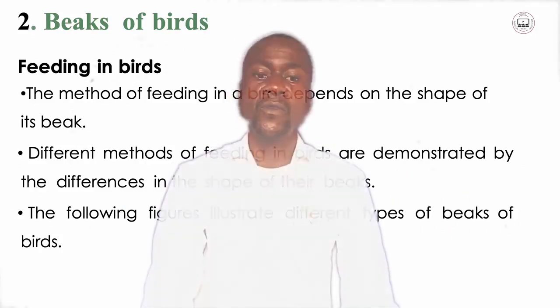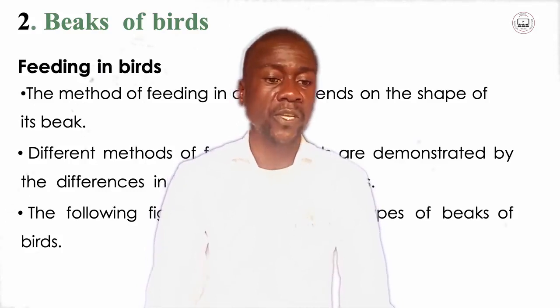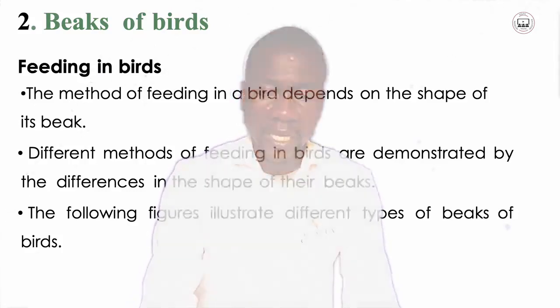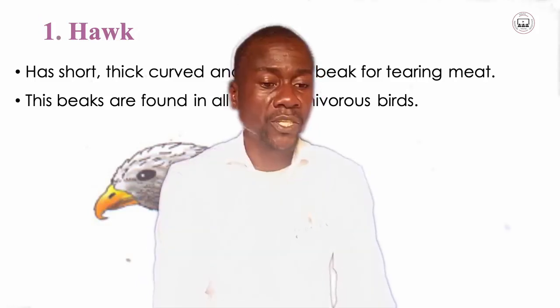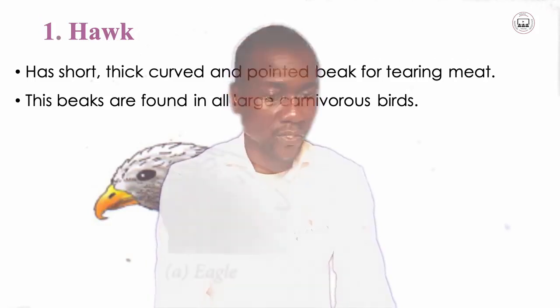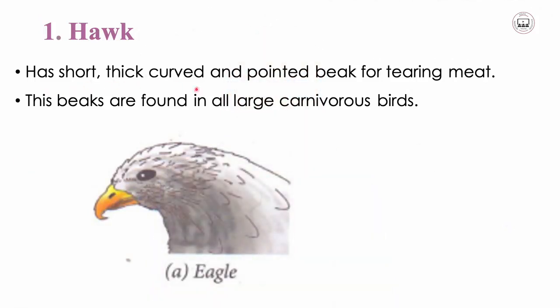There are so many birds with different types of beaks. Now, we'll start with the first, which is the hawk. This is one of the birds considered carnivorous. It has a short, thick, curved, and pointed beak for tearing meat. These beaks are found in all large carnivorous birds. So this is a very good example of a carnivorous bird.